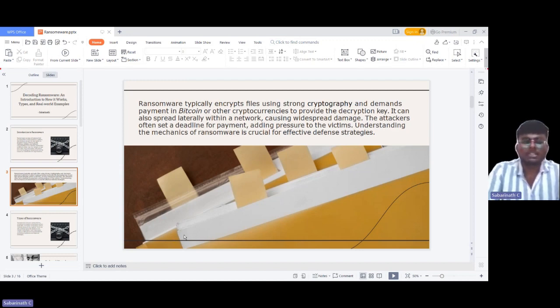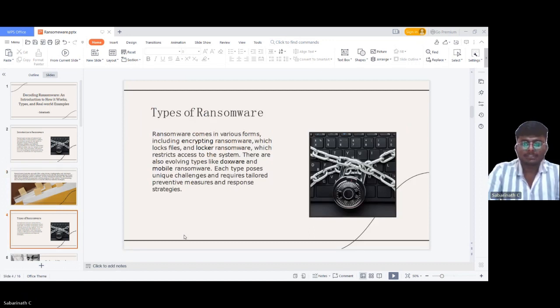Now let's discuss what types of ransomware there are. Ransomware comes in various forms, including encryption ransomware, which locks files, and locker ransomware, which restricts access to the system. There are also evolving types like Doxware and mobile ransomware. Each type possesses unique challenges and requires tailored prevention measures and response strategies. Let's see one by one.